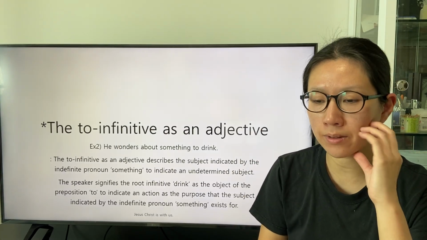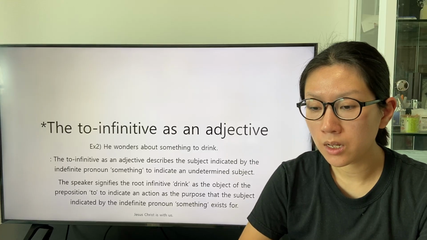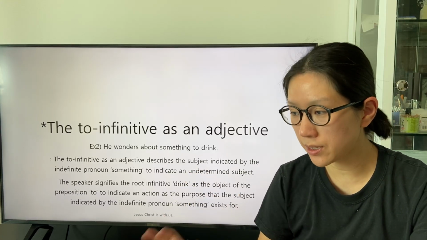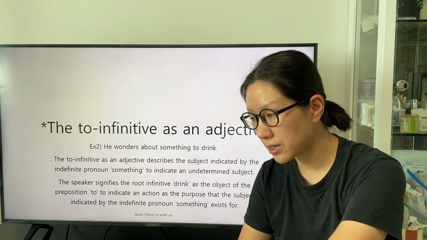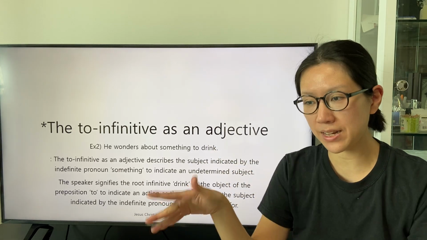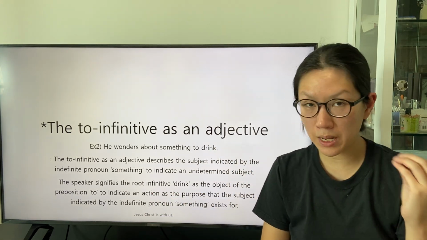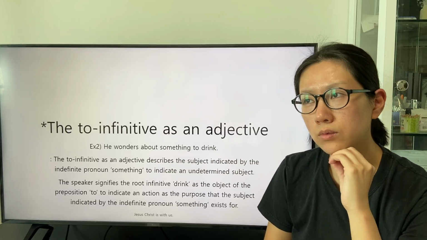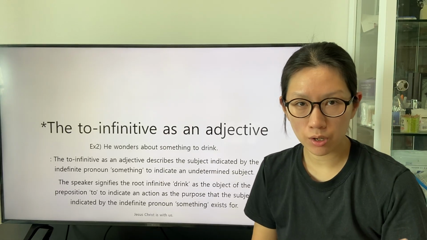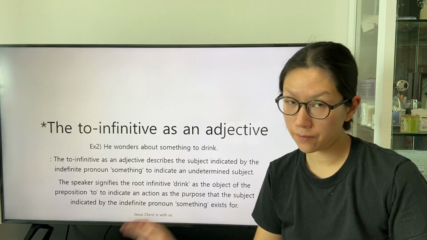So we can understand that the trait of a to infinitive that is determined after the to infinitive is applied in a clause can be a special feature of a to infinitive.